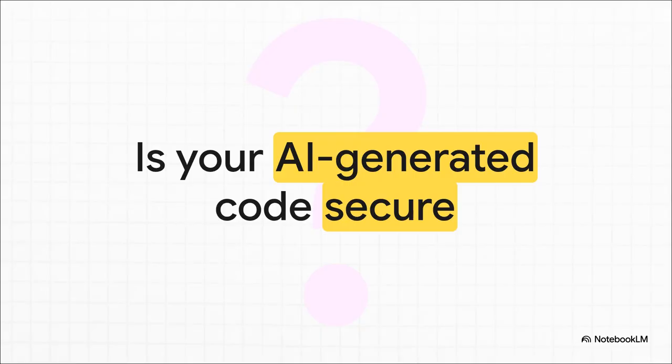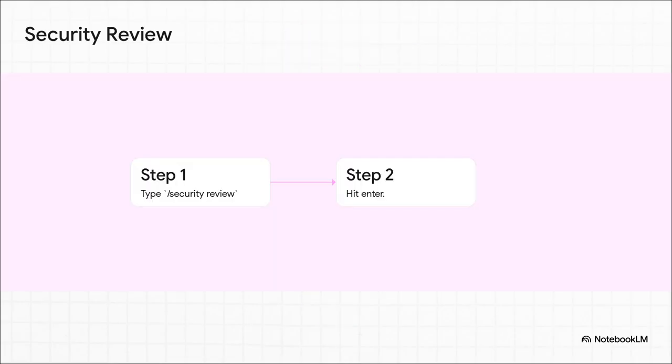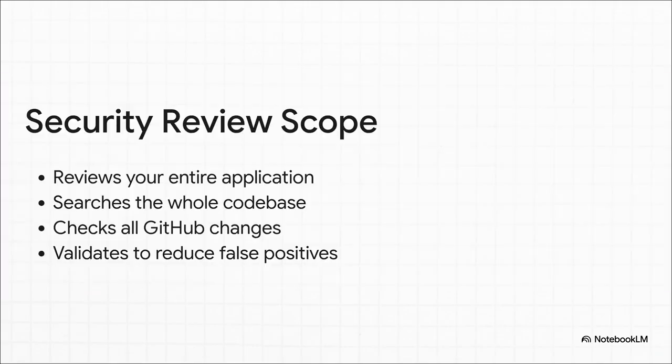Look, as we rely more and more on AI to write our code, a really important question comes up. How do we make sure that code is actually secure? I mean, it's so easy to make mistakes, from leaking API keys to creating front-end vulnerabilities. Well, turns out Claude now has a built-in security agent that makes this incredibly simple. You just type /security review and hit enter. That is literally it.